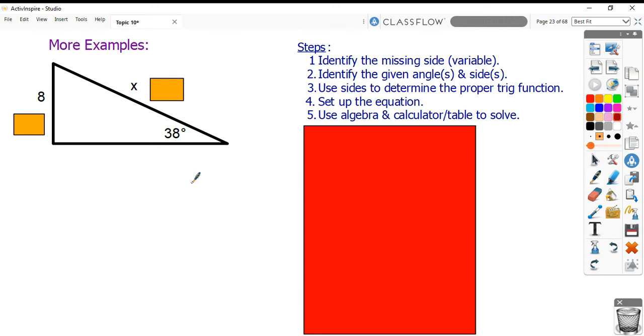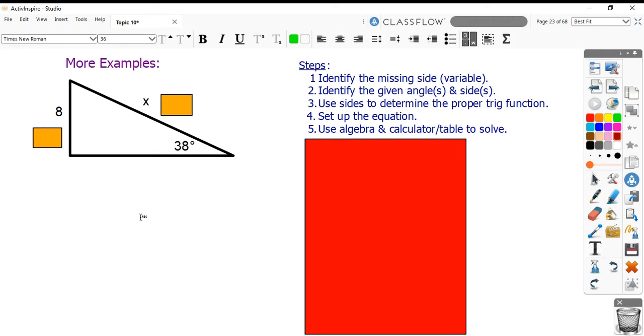So what we're looking for is which of these trig functions is related to the opposite and hypotenuse. And when I look at our "Some Old Hippie Caught Another Hippie Tripping On Acid," what I see is SOH. That OH is opposite and hypotenuse, right? So that would be sine.